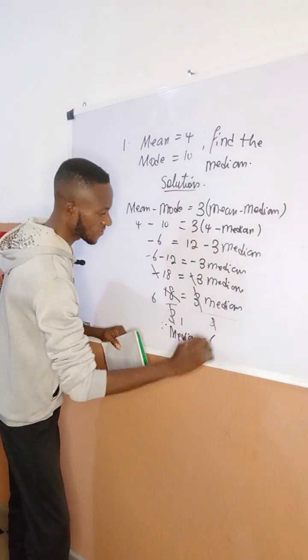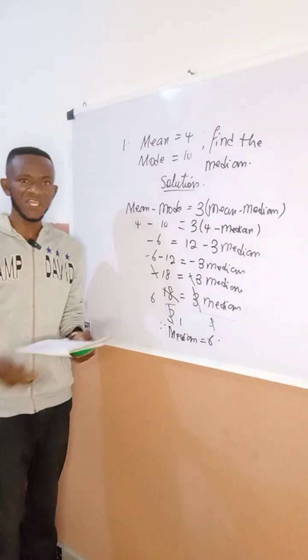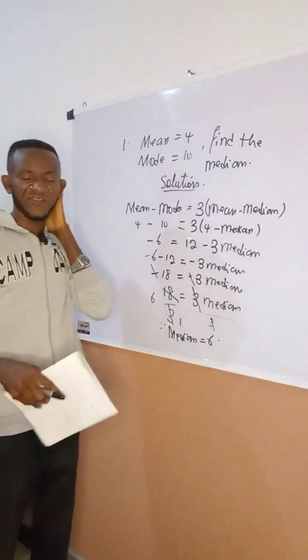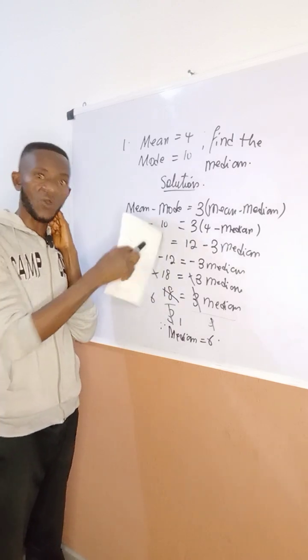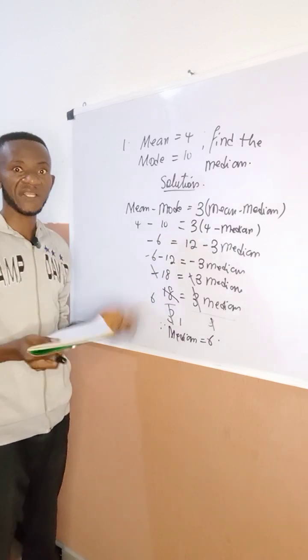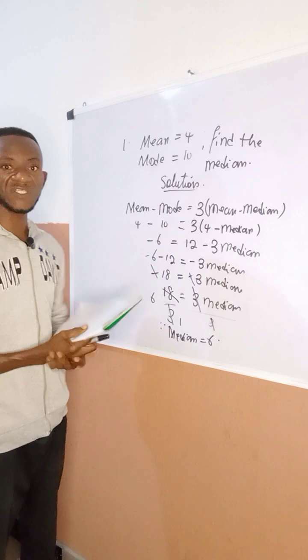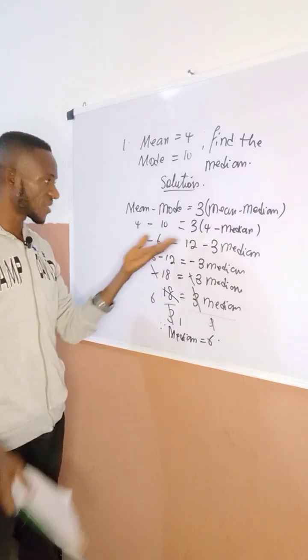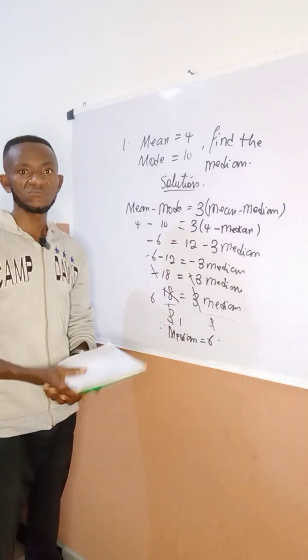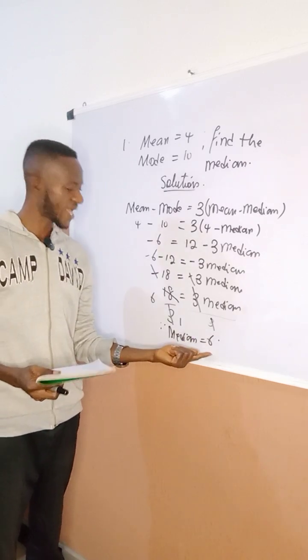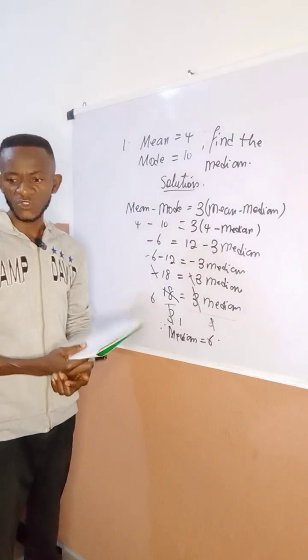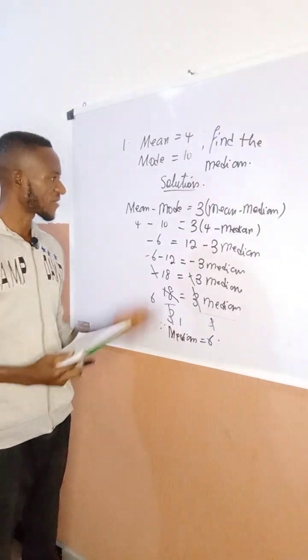equals 6. So when we are given a problem like this, the very first thing that we need to do is to look out for the connecting formula between the 3 parameters. And of course, these are the connecting formula. With that, we were able to solve the question with ease and came up with the answer median equals 6. Thank you very much.